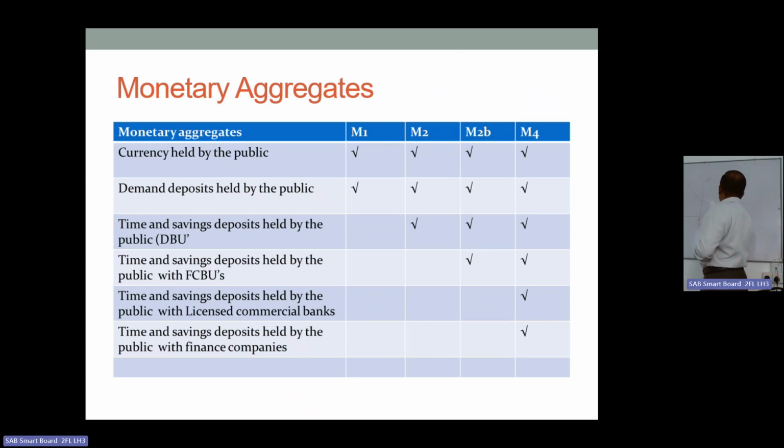Money demand mainly depends on income. So at a particular level of income, this is the money demand curve and this is the money supply curve, and together they determine the interest rate in the money market. What happens if there is a rise in income? If the income level increases, the money demand curve shifts to the right.